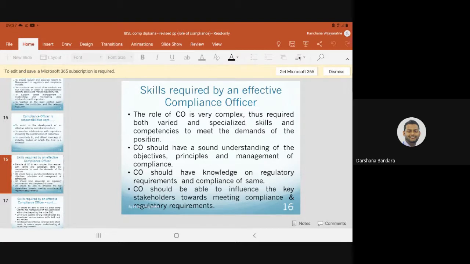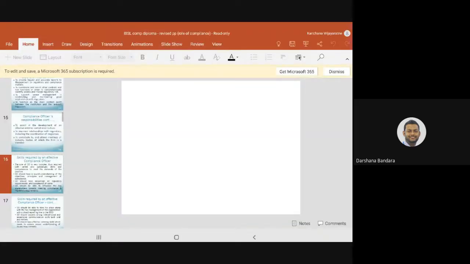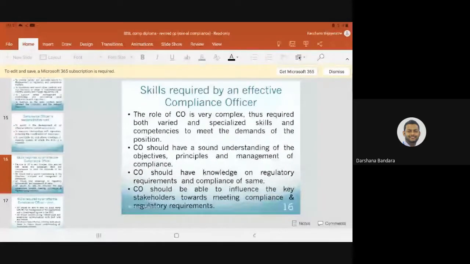In order to do that, you have to possess certain personal skills. You need to be very fluent in your spoken language, leave the language, English or Sinhala. You need to be very fluent in presentation skills, both oral and written. Right? Then only can you influence somebody in an official forum and a professional meeting or gathering. Then you need to have your writing skills. You need to be a good listener. You need to have the intelligence to understand something very fast and put it across to the key stakeholders, to take a call on it. Right? So the compliance officer should be able to influence the key stakeholders toward meeting compliance requirements.